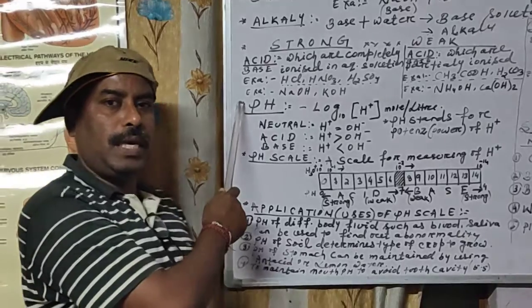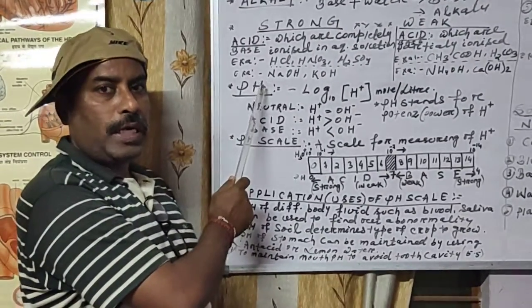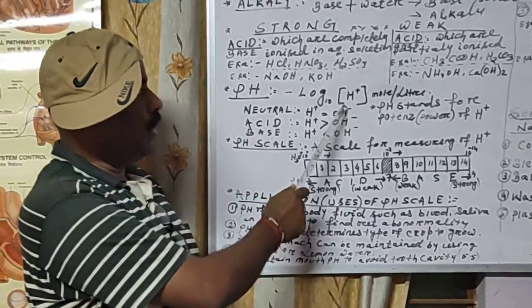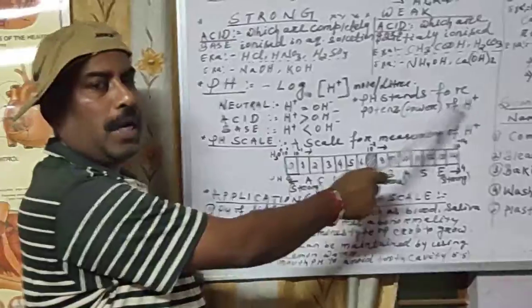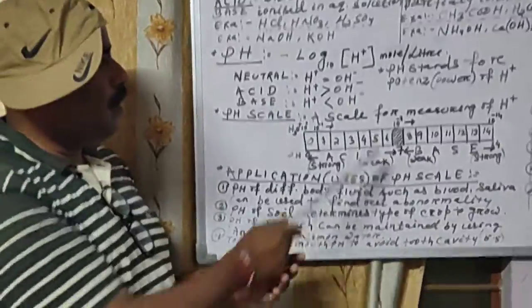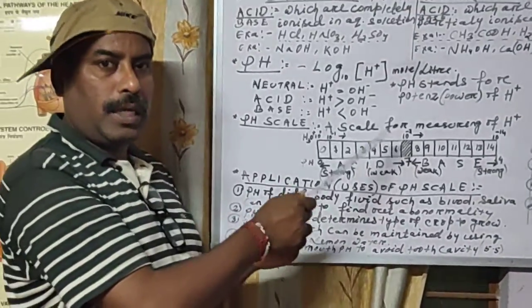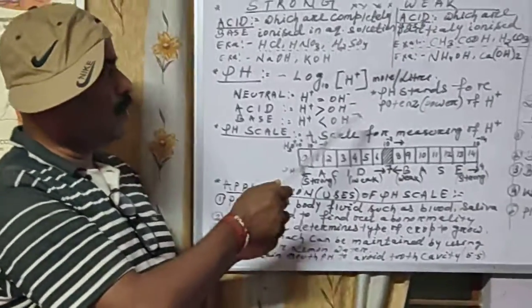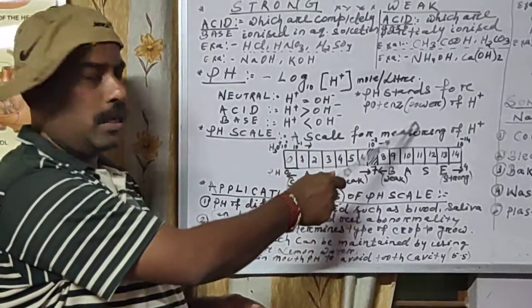Let us go to another term, pH. What do we mean by pH? It stands for the potence of hydrogen, or power of hydrogen. When a substance contains hydrogen ion, how much hydrogen ion is contained by the solution, that is called the pH of the solution. Power of hydrogen ion, potence of hydrogen ion.